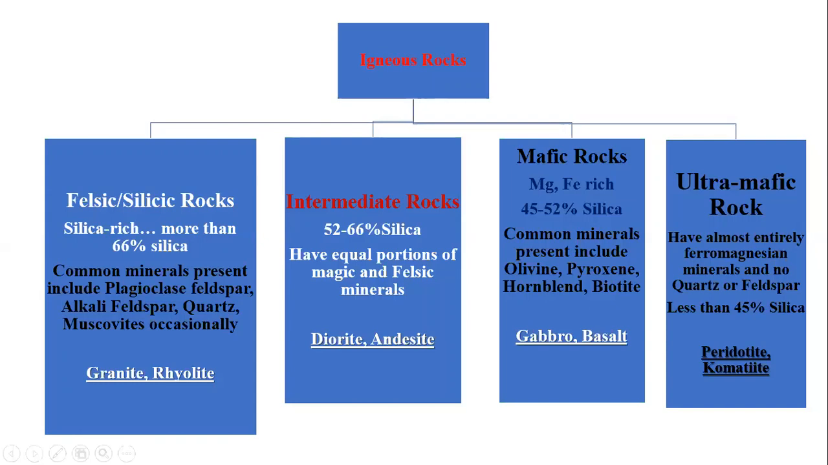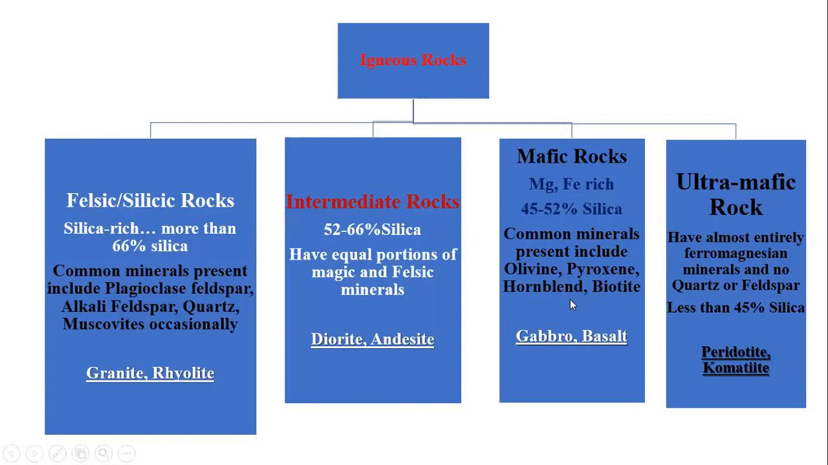The term mafic is again a combination of two terms. Ma is for magnesium and fic for the iron. So these are the magnesium and iron rich rocks. They contain 35 to 52% of silica, while the common minerals present within the mafic rocks include olivine, pyroxene, hornblende, and biotite. Hornblende is a type of amphibole mineral group.